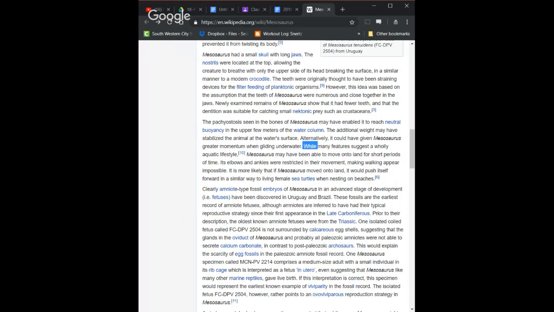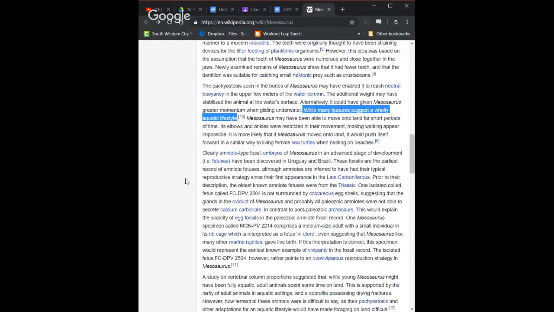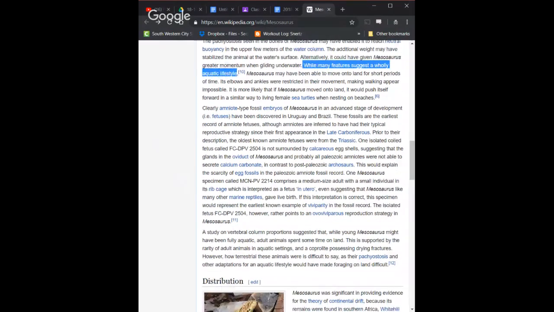Right, like here it says, many features suggest a wholly aquatic lifestyle. So we basically know this thing would have needed to live in water. Specifically, it could have survived in salt water. So we know those things. We know that it eats stuff that's under the water based on this information, right? You can keep reading if you want. It's not going to tell you too much, really.